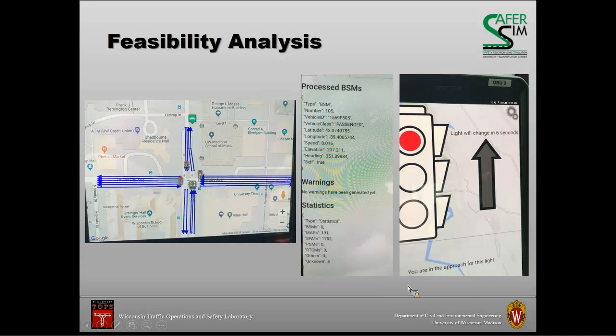And in the final figure, we can see the current signal phase based on the processing of signal phase and timing messages received from the roadside equipment at the intersection. So for example, in this one, we can see that we have a red signal, and in 6 seconds, it is going to turn into a green light.